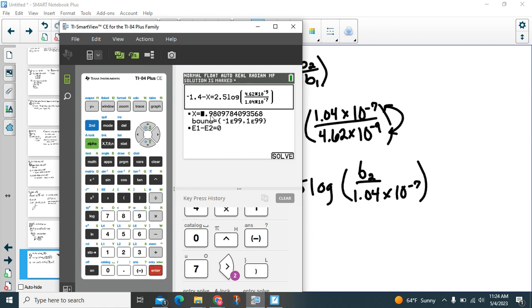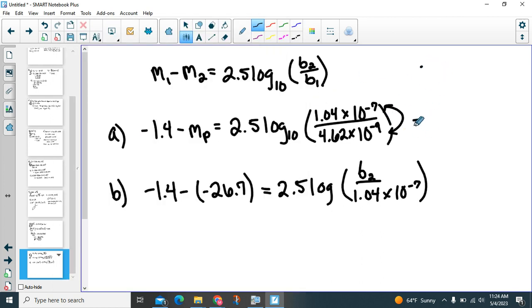All right, 1.98 to 3 sig figs. All right, so this is 1.98 to 3 sig figs. Okay, so again, we can use a solver again for this if we want. All right, so of course, this is the magnitude of Polaris.